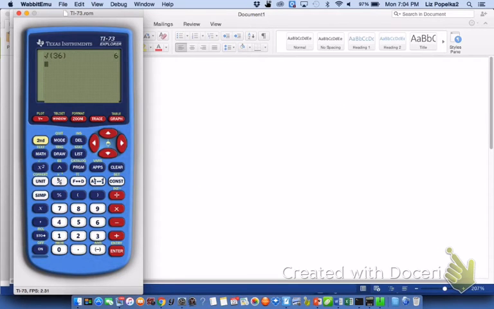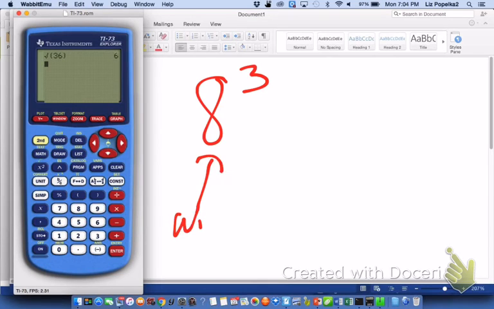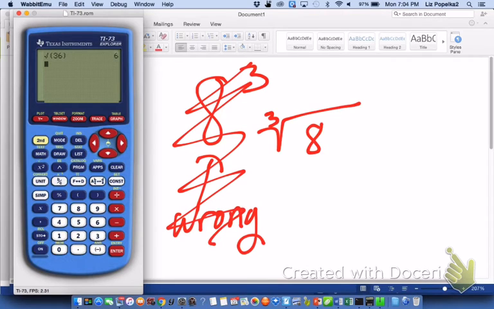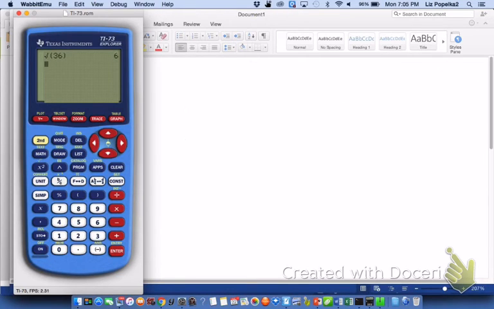So if I want to find the cube root of 8, which is what I'm going to find here, the first thing I'm going to do is treat it kind of like an exponent, except instead of doing 8 to the 3rd power, okay, so guys, this right here is wrong, because what I'm trying to find is the cube root. So if I take 8 and I cube it, that's incorrect. So instead I'm going to take 8 to the 1/3 power. So I'm going to use the exponent button on my calculator.